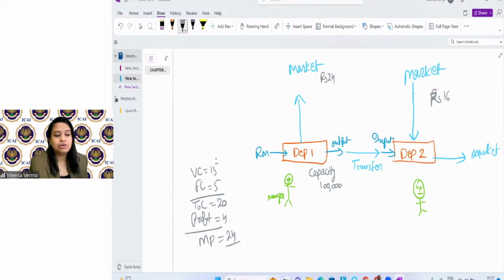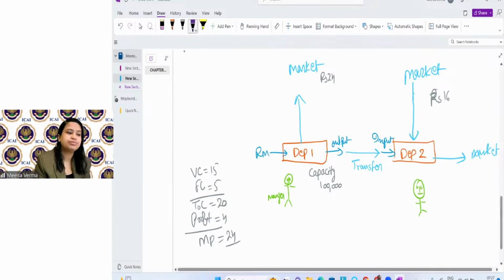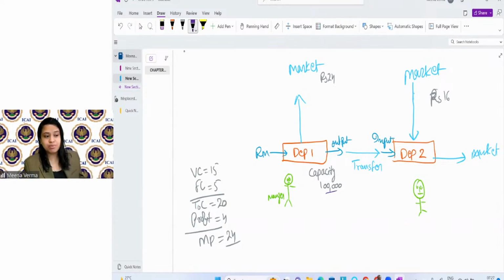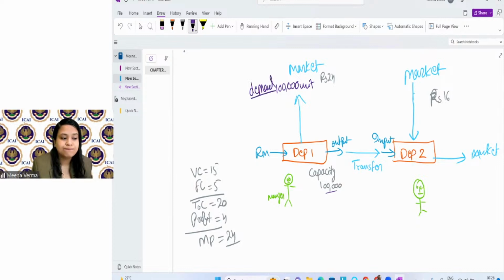Now the question comes, what is the change, ma'am? The change is that now this department does not have spare capacity. Whatever they are producing, they can sell the entire unit in the market. They can sell the entire 1 lakh units in the market. This is their demand. That means they are recovering the fixed cost and the profit both here. They are already recovering everything.